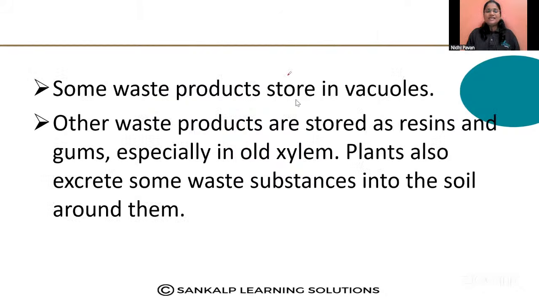Then some waste products are stored in vacuoles. So in 8th standard or in 9th standard, you learnt the structure of the plant cell. Have you seen the plant cell? So it will be like this and it will have a structure called a vacuole, a big bag-like structure. So it will also store the waste, vacuole. Okay. Then other waste products are stored as resins, gums, especially in old xylem.